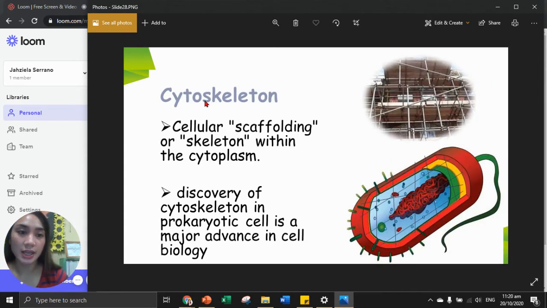So next is a cytoskeleton. So if you see here, this is a building. This is not a cell. When we say cytoskeleton, it's the scaffolding. So, kung mapapansin nyo, yung mga grids na yan, yung mga bakal na yan, it's what we call scaffolding. It's the one that keeps the cell in shape. So, before, there is a discovery of cytoskeleton only in eukaryotic cell. So, before, hindi nila alam if there is a cytoskeleton in a prokaryotic cell. So, this is a major advance in cell biology.